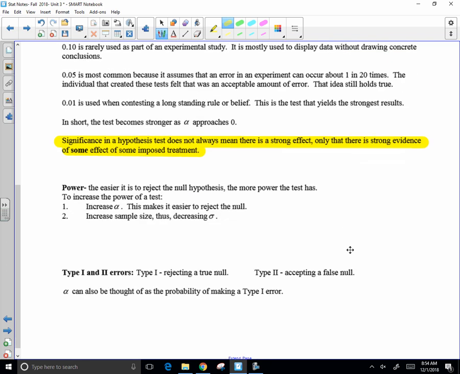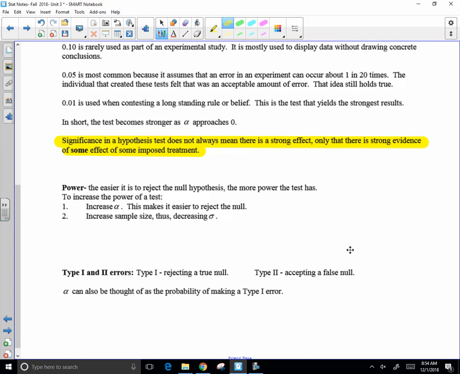Power. The term power, I don't think is important in terms of understanding things, but the concept, I think, is important. What it's called, I don't know that anybody has ever really needed to know that word specifically. In fact, when you really start getting a true understanding of this material, you see the irrelevance of it. The easier it is to reject the null hypothesis, the more power a test has.